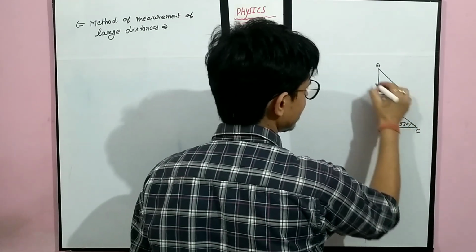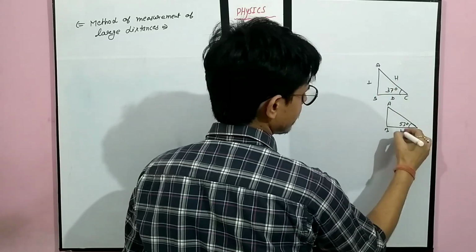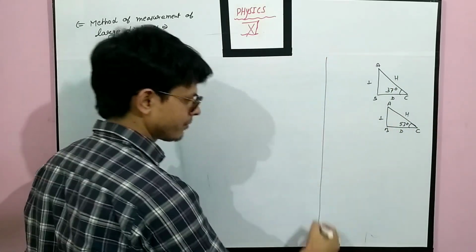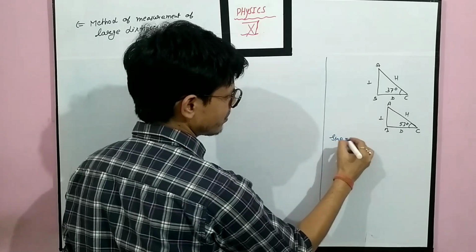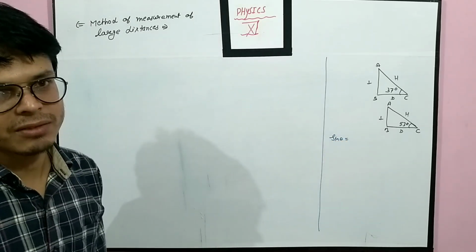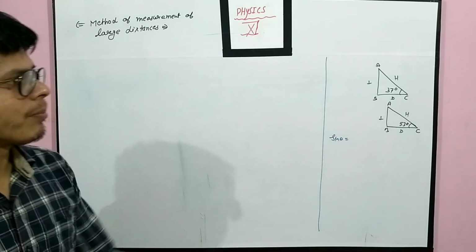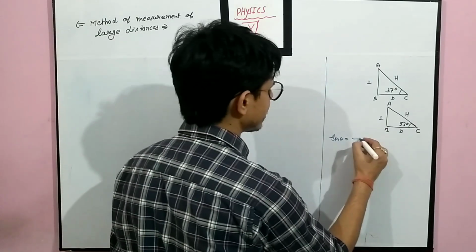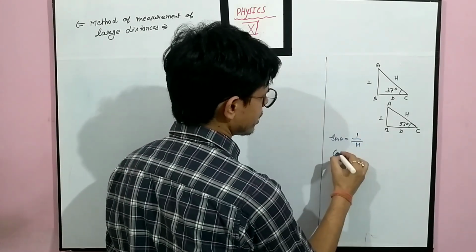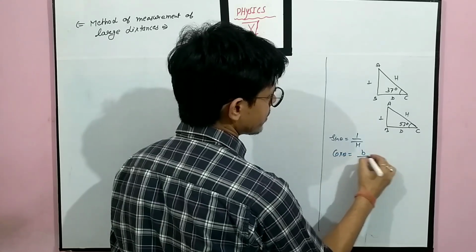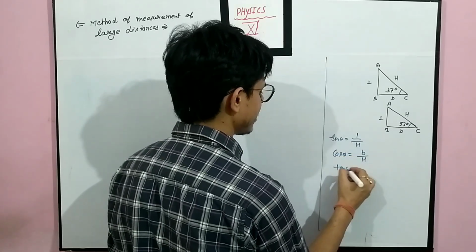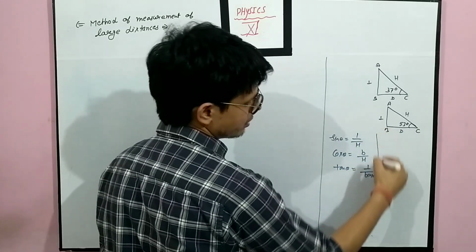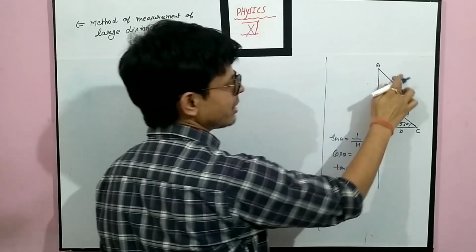Base, perpendicular, hypotenuse. Everybody knows: what is sin theta? Sin theta is perpendicular upon hypotenuse. Cos theta is base upon hypotenuse. Tan theta is perpendicular upon base. Everybody knows about it. So the sides are fixed here.